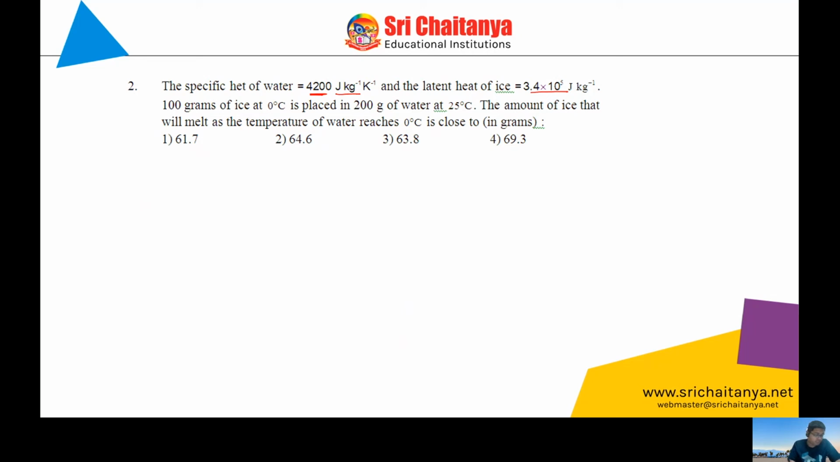So this is simply the case of the principle of calorimetry. So what here we are doing is we are mixing 100-gram ice, which is at 0 degrees Celsius, to 200 gram of water, which is at 25 degrees Celsius. And the principle of calorimetry simply suggests that the heat lost by the hotter object will be equal to the heat gained by the colder object.